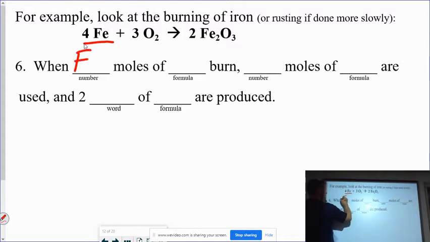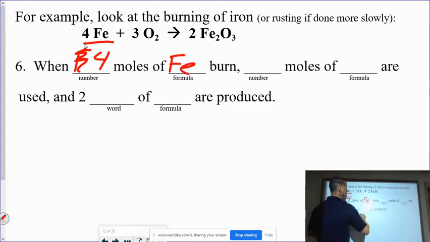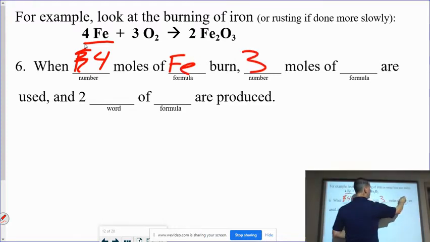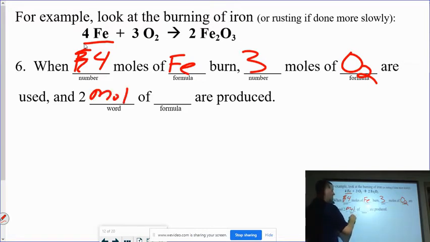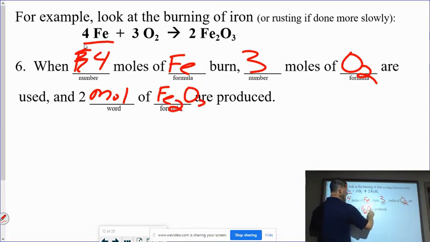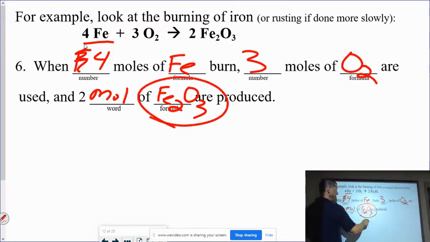When 4 moles of Fe burn, then there are 3 moles of oxygen that are used, and then we get 2 moles of iron oxide that are formed. So this is rust. This is rusting. This is rust on your car. So iron comes in contact with oxygen and it makes rust.